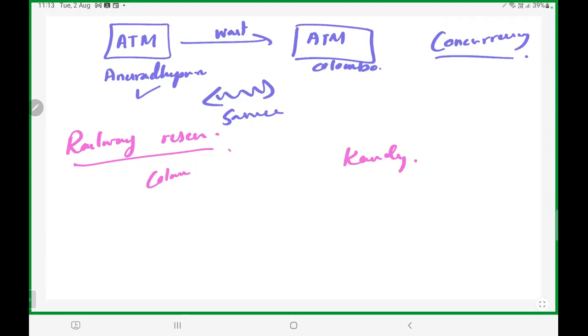But if there is concurrency, they can book their tickets at the same time. That is concurrency.